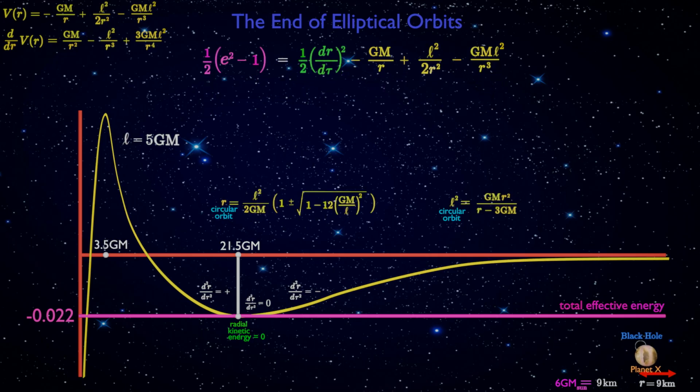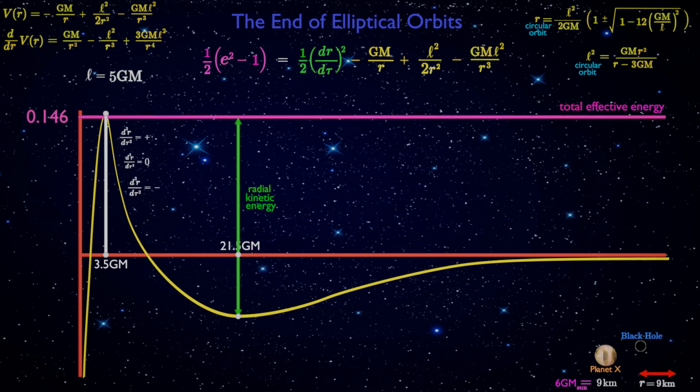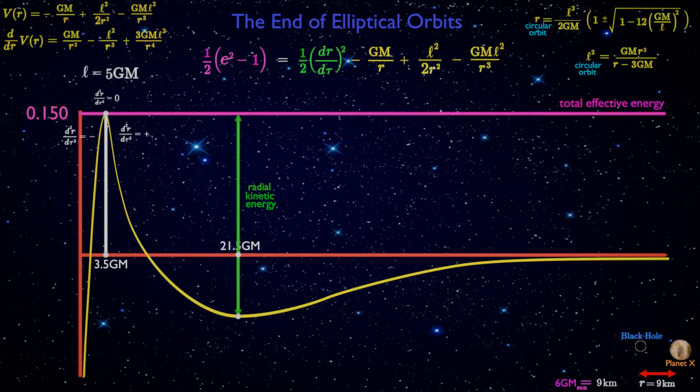Well, the second position, where there is no radial acceleration, is way up here at the top. In order for this to happen, we need to bring the total effective energy up to this position. In this situation, a planet coming in from infinity will find itself captured in a circular orbit at r equals 3.5 GM. However, this circular orbit, unlike the one at 21.5 GM, is unstable, because a small push inwards will find negative radial acceleration towards the center of the black hole, whereas a small push outwards will find positive radial acceleration out towards infinity again.